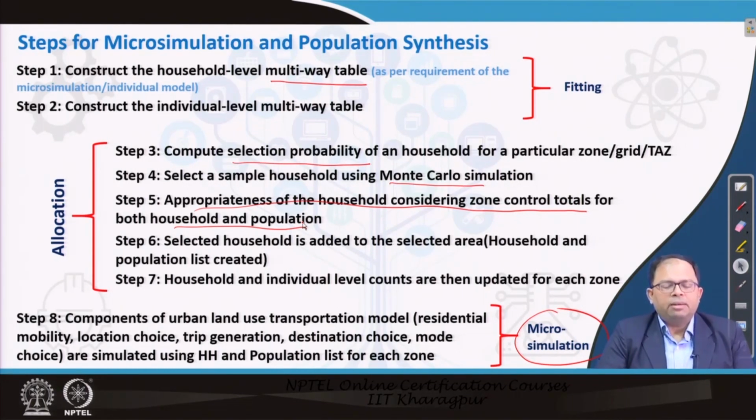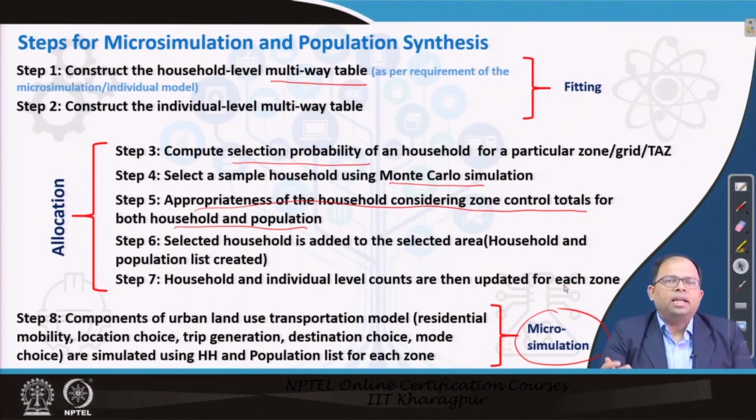Once we say that well, that particular selection is appropriate, we can add that selected household to this particular area for which we are developing the synthetic population. We create a household and population list for that area, and we also update the household and individual level counts for that particular zone, and then we repeat the selection of another household.